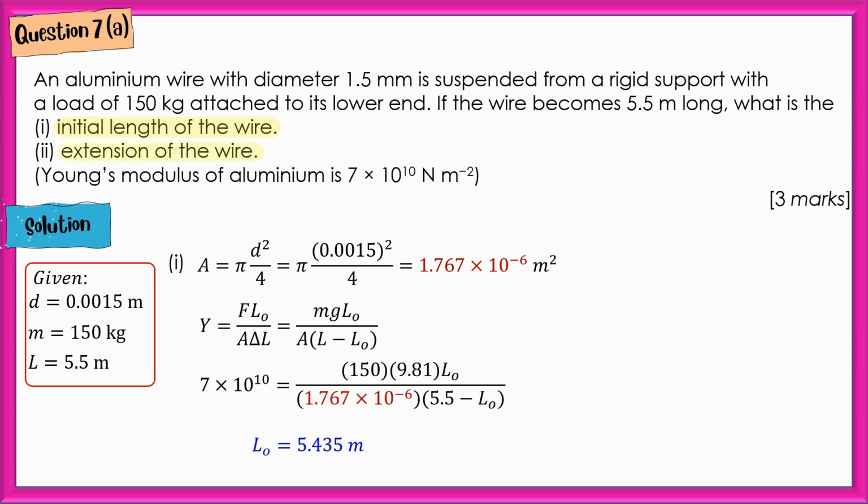So the extension of the wire actually represents delta L. In this case, delta L is equal to L minus L naught, and our L is 5.5, our L naught is 5.435. Because of that, we will get that the extension of the wire is 0.065 meter.